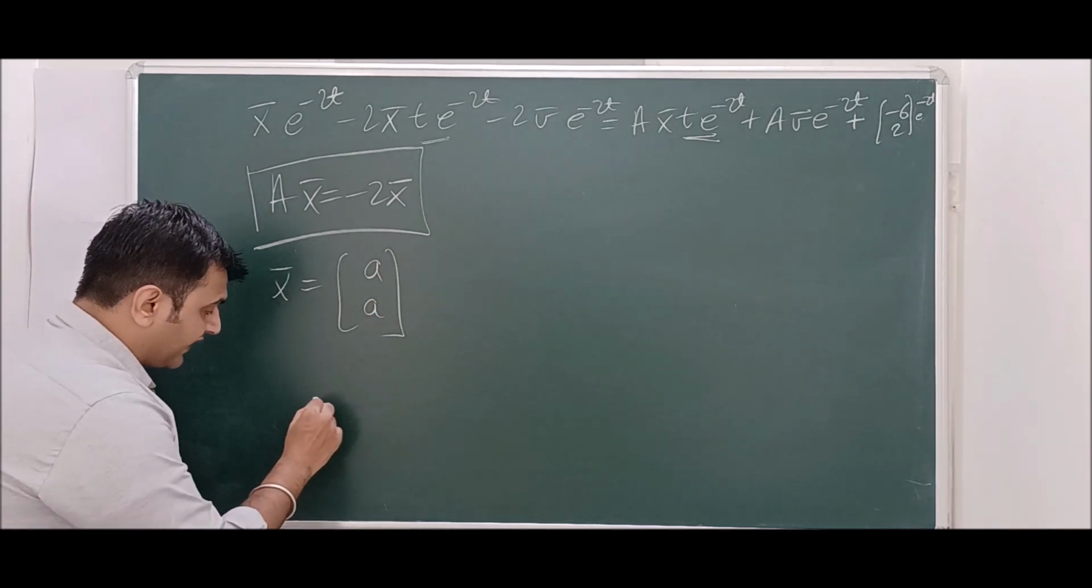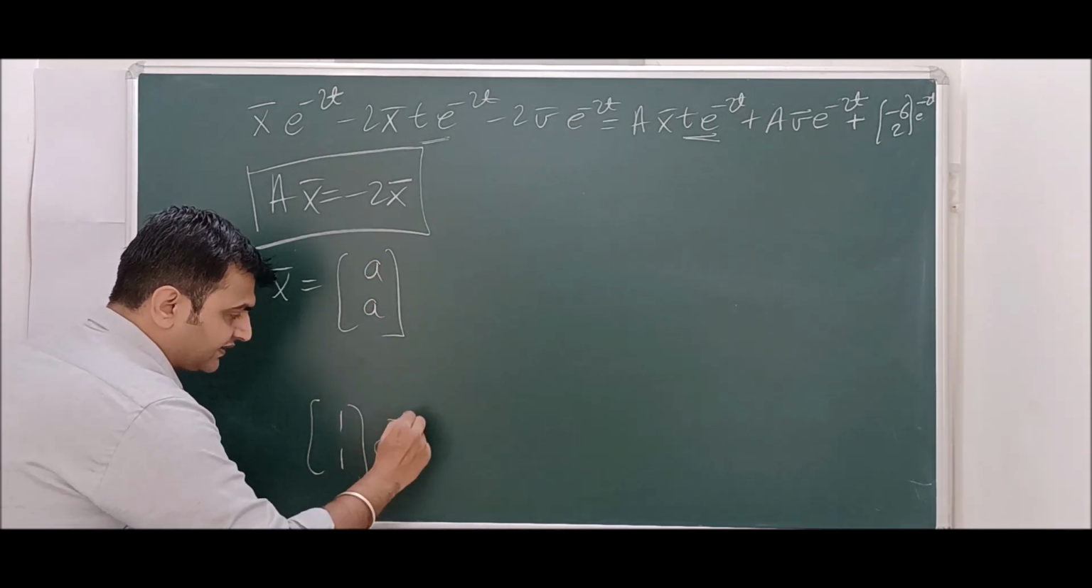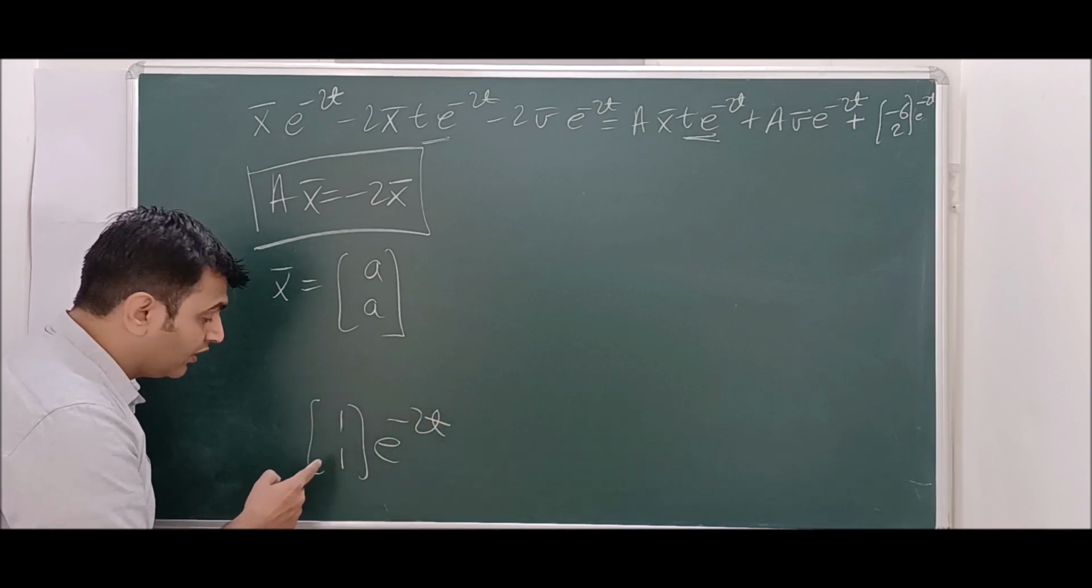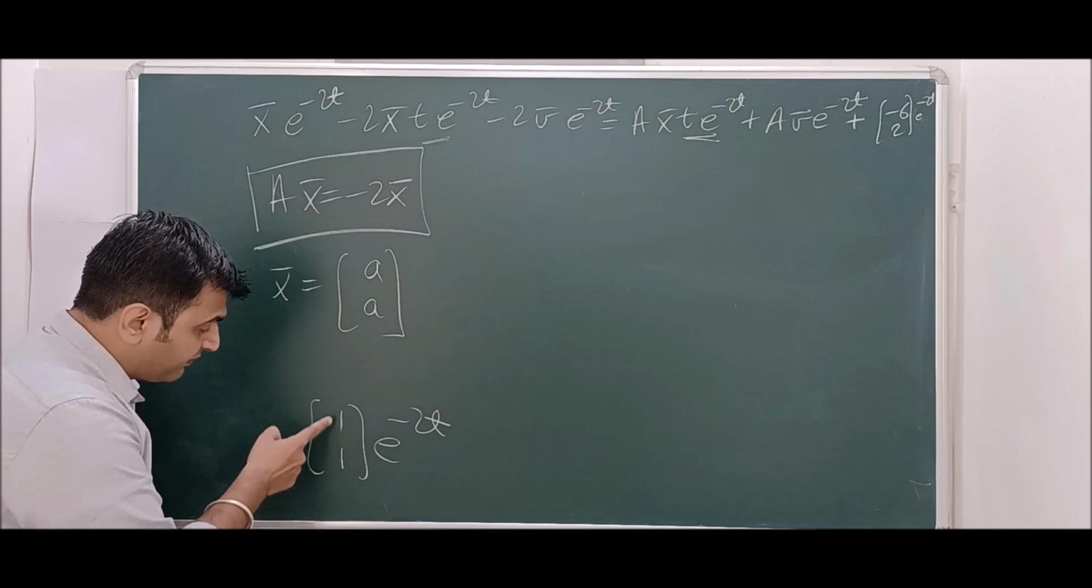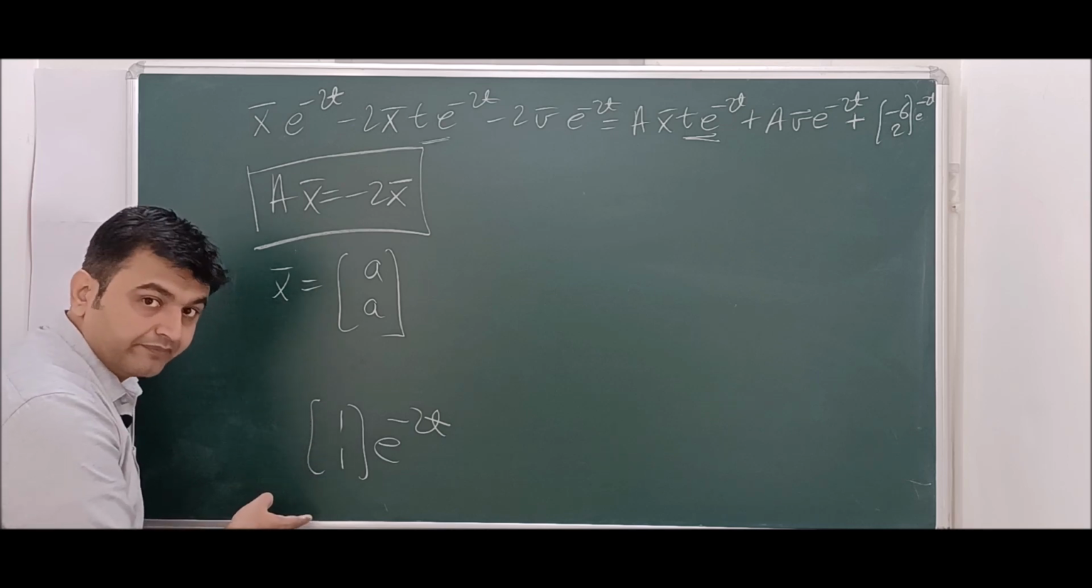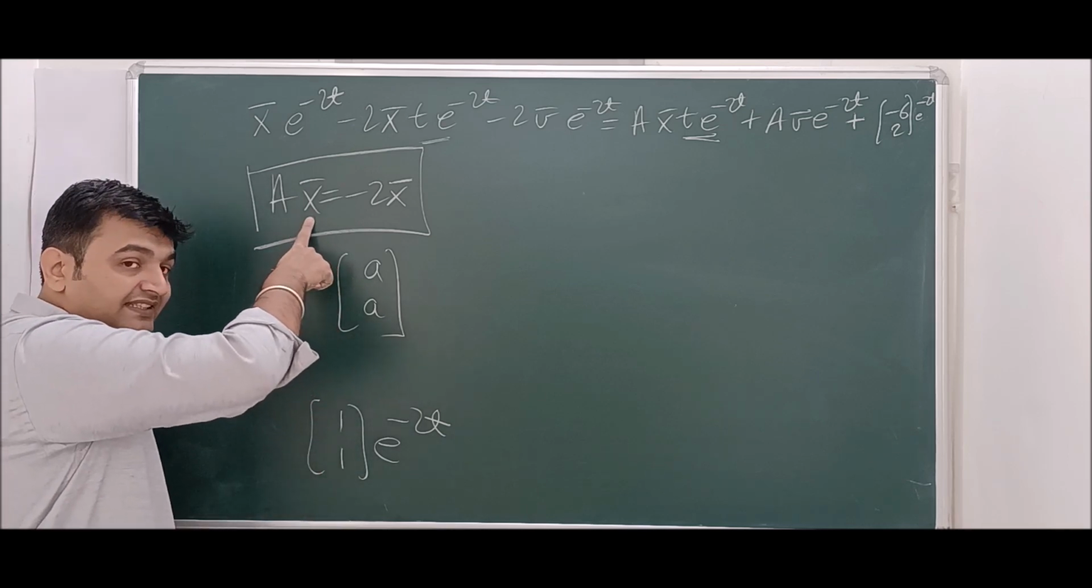Because what were the eigenvectors? I wrote this in yh. So what are all the eigenvectors? They are multiples of (1, 1). That means both the components have to be the same. Now here I am getting that x bar is an eigenvector.